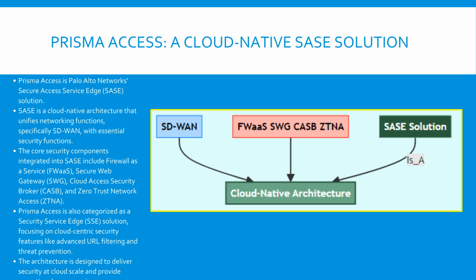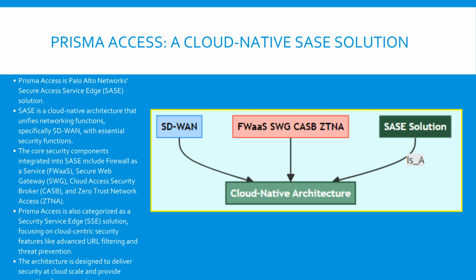This diagram illustrates the foundation of Prisma Access within the SASE framework. SASE is represented here as a cloud-native architecture. It is comprised of two foundational pillars: networking features such as SD-WAN and a suite of security services. These key security features include Firewall as a Service, Secure Web Gateway, Cloud Access Security Broker, and Zero Trust Network Access. Prisma Access is positioned as an implementation of a SASE solution, delivering these capabilities seamlessly from the cloud.